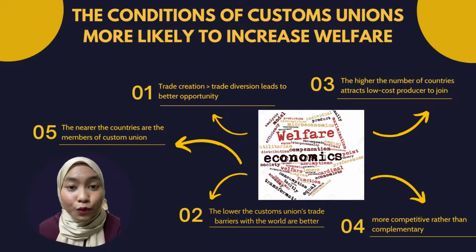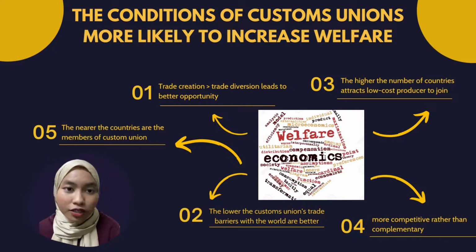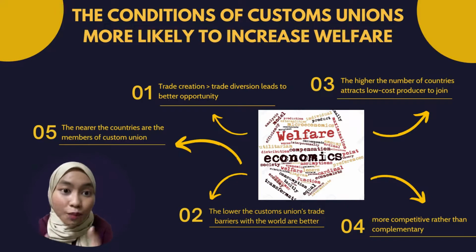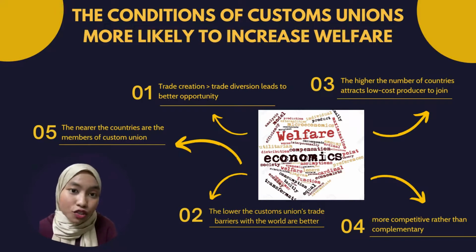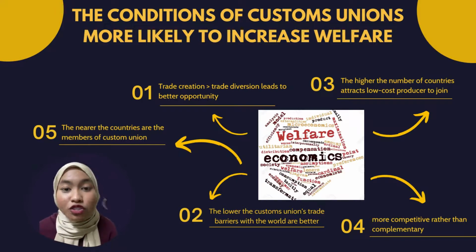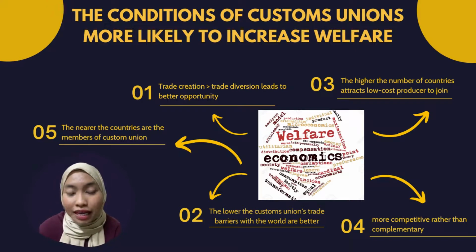Next, we will move to the conditions under which customs unions will increase welfare. The first one is greater trade creation rather than trade diversion, meaning that there is a better opportunity for the customs union as they only focus on trade among members. Secondly, the lower the customs union's trade barrier with the rest of the world, the better. This reduces the likelihood of a costly trade diversion as a result of the customs union's creation.